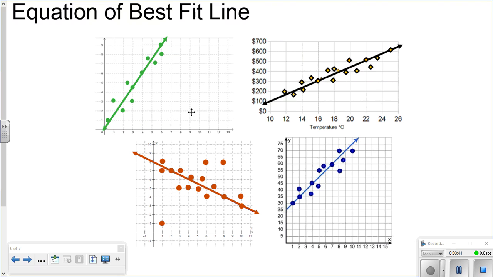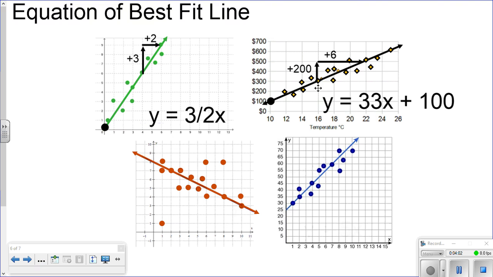So to write an equation of best fit line, see that this is our straight line, but it is linear, but it doesn't connect all the dots. So to write it, I need my slope. So this is going to go up 3 over 2, so that's my slope, and it starts at 0, 0. So y equals 3/2 x. This one here, my slope is up 200 over 6. So y equals 33, and I can see that my slope here, or my y-intercept is 100. Y equals 33x plus 100.